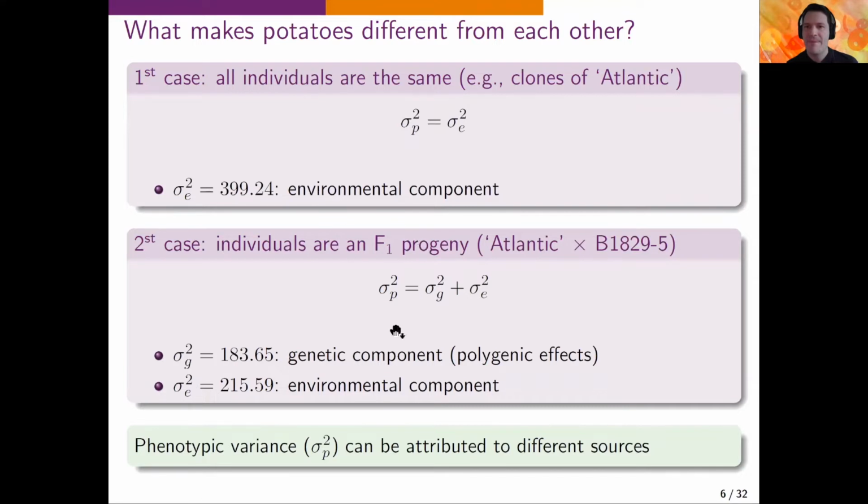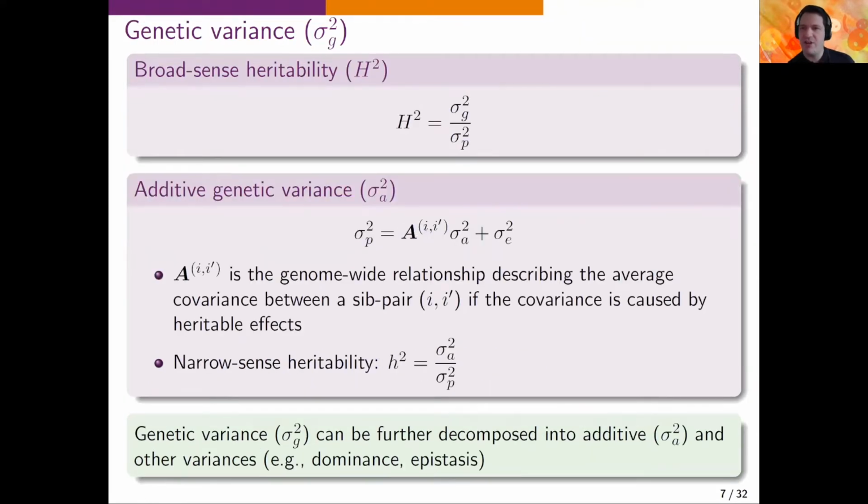Now, let's say we crossed Atlantic with another clone, in this case B1829-5. So in addition to the environmental variation, the phenotypic variation we see in the progeny also has the contribution from the genetic component, right? Which is the contribution from the effects of several genes segregating in the population. Now, being able to estimate the genetic variance component means that we can compute a measure called broad-sense heritability, which is very important for breeders.